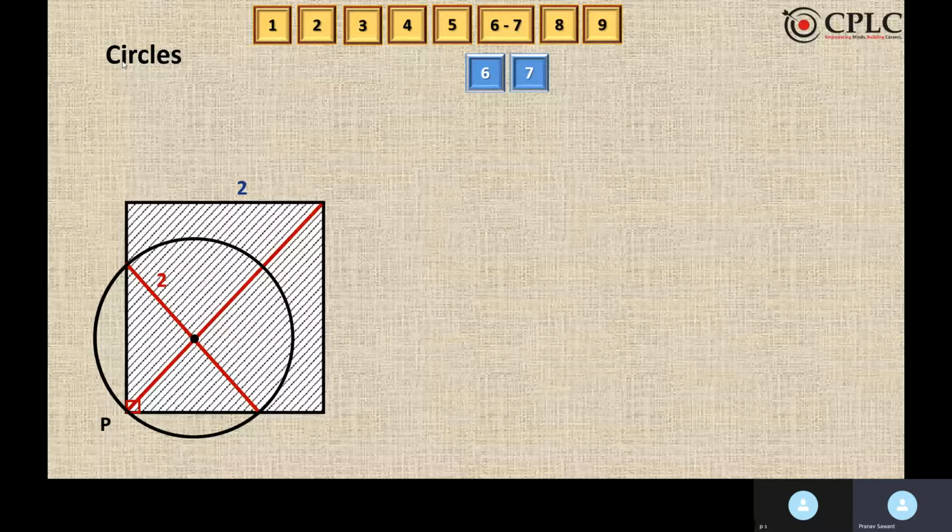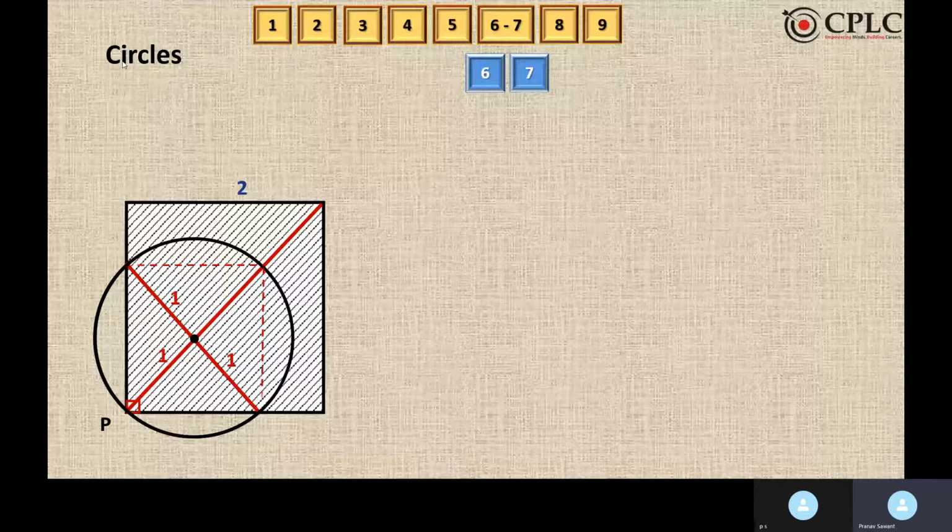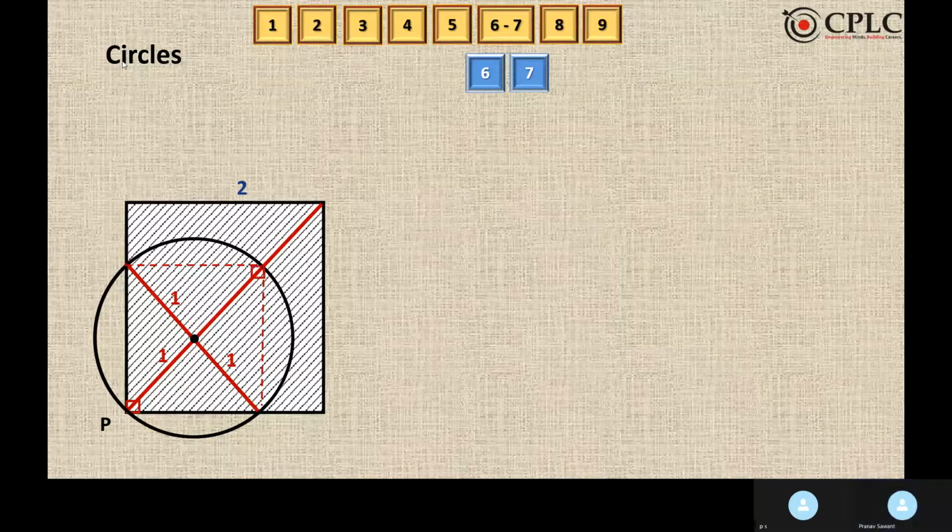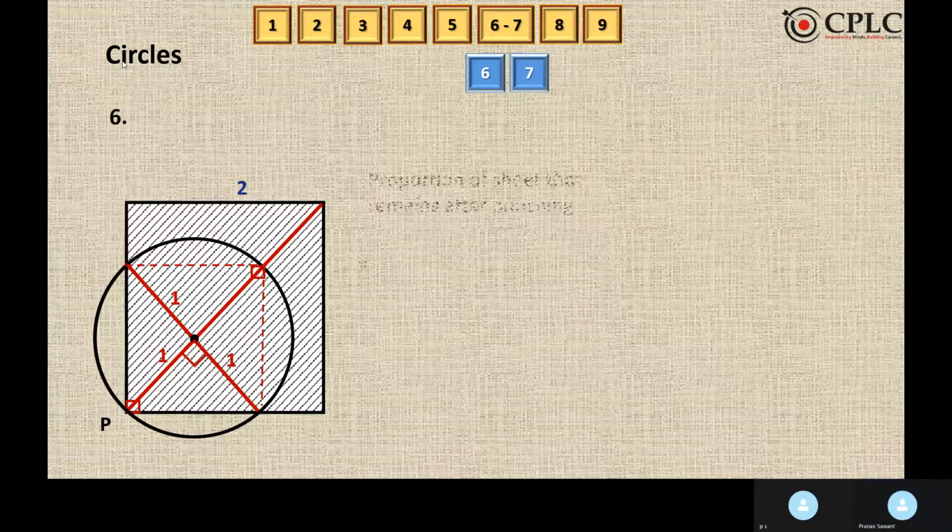So if this is also 2, diameter of the circle is also 2, the radius is going to be 1. Radius on this side is also going to be 1. And we can form a square in this way. Now, when it forms a square, we will have to apply the properties of square, that diagonals of square bisect at 90 degree and all the angles of square are 90 degree.